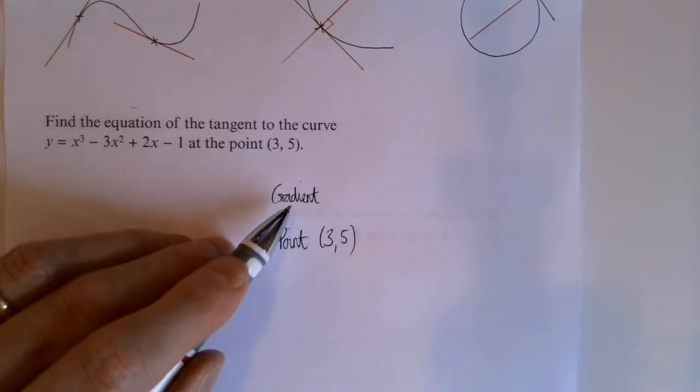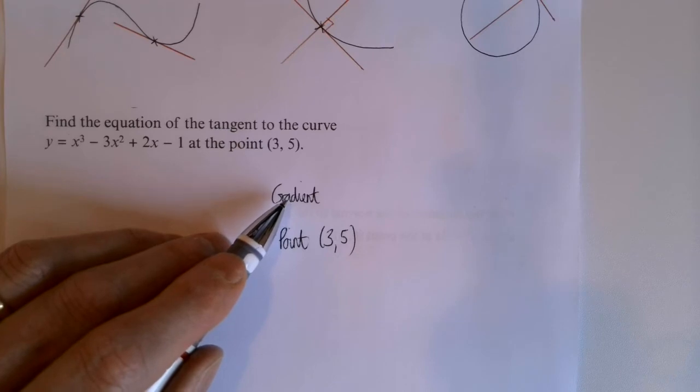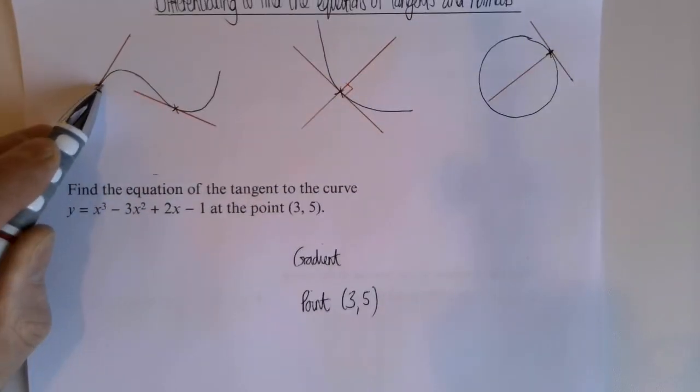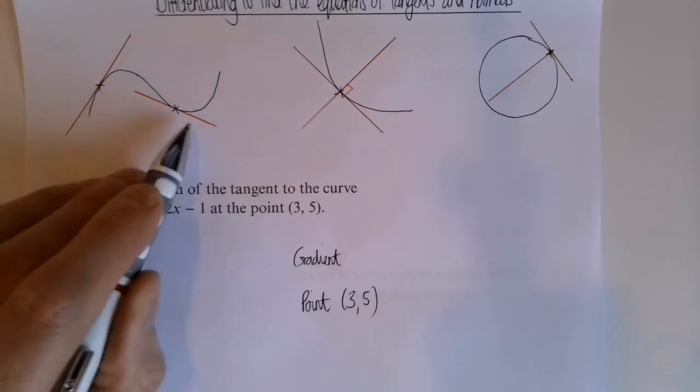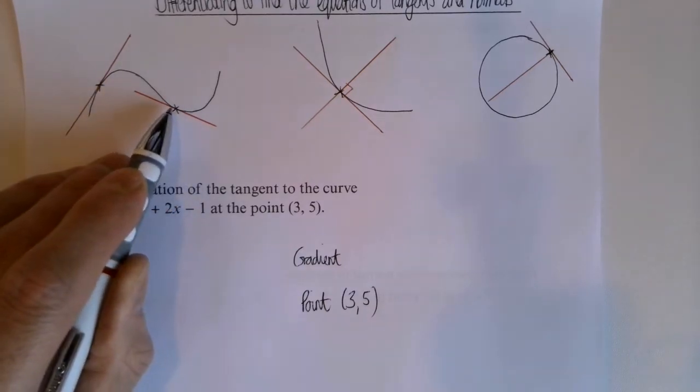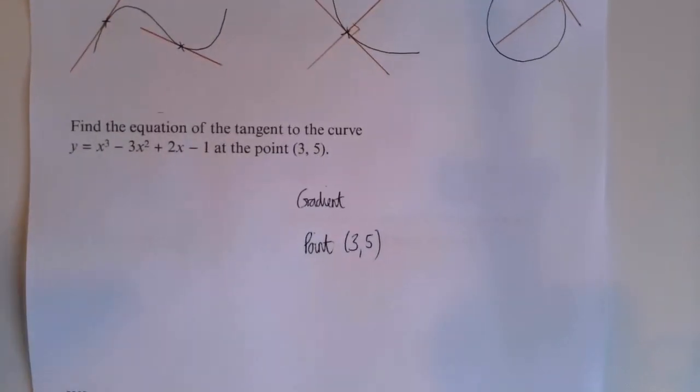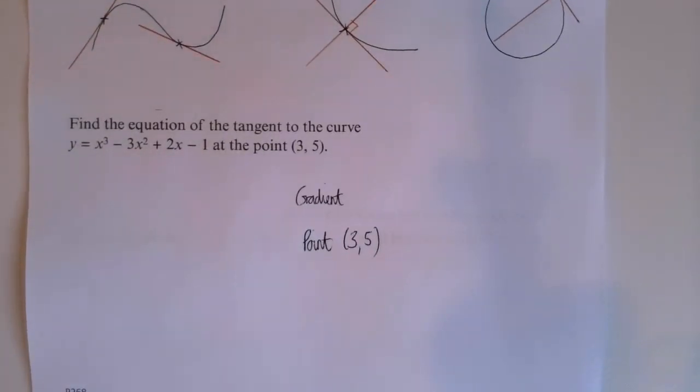If only I had a way of working out the gradient of the curve at that point, that would be the same as the gradient of the tangent. So the gradient of this line is the same as the gradient of the curve at that point. And the good news is, of course, we do have a way of working out the gradient of the curve at that point. We differentiate. So I'm going to differentiate my function.